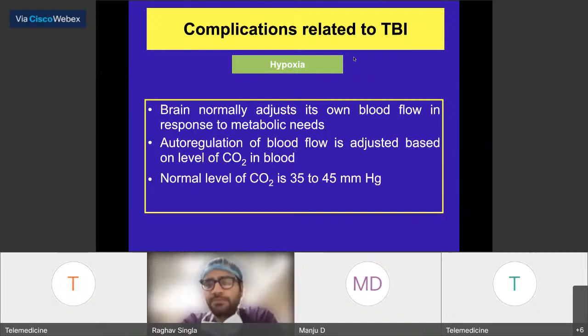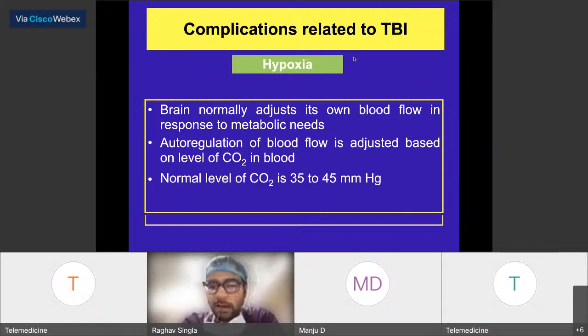Next up is hypoxia. Most of the time, the brain normally adjusts its own blood flow in response to its need. Post traumatic brain injury, the brain has a higher metabolic demand and needs more blood flow. There is auto-regulation of the cerebral blood flow that is based on the levels of CO2. The normal CO2 level is around 35 to 40. However, in traumatic brain injuries, to decrease ICP, we sometimes maintain it at a slightly lower level, between 30 to 35.